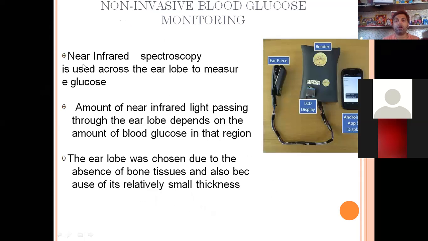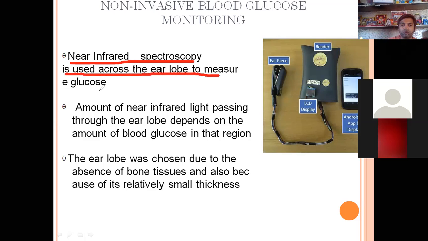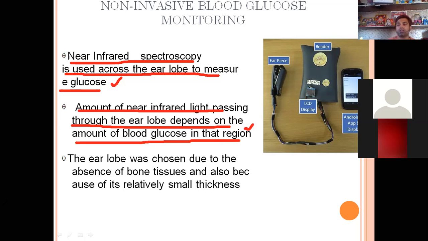Now, non-invasive blood glucose monitoring. IR spectroscopy is used for non-invasive blood glucose monitoring. Needle is not required. Near infrared spectroscopy is used across the earlobe to measure glucose. The amount of near infrared light passing through the earlobe depends on the amount of blood glucose in that region. So using this method, we can monitor the blood glucose level.